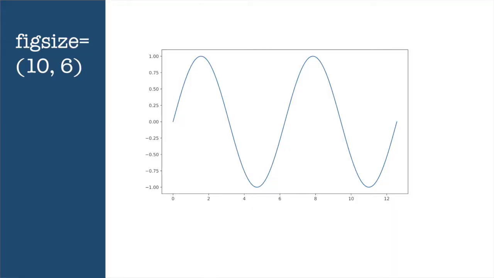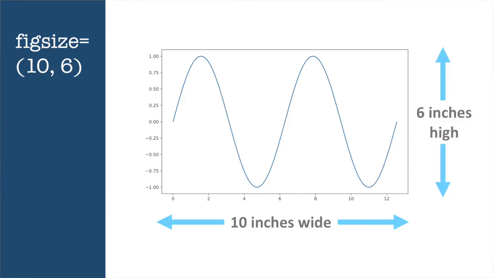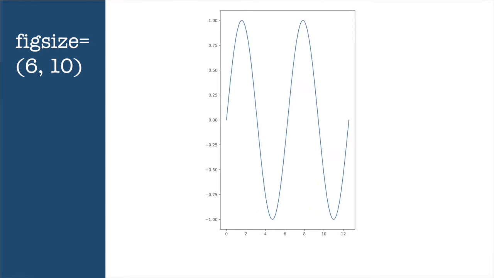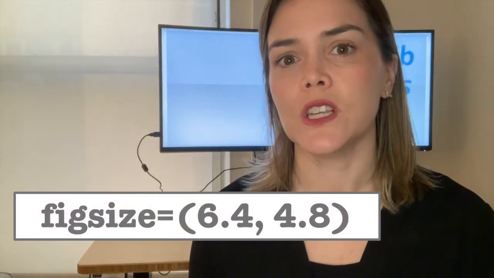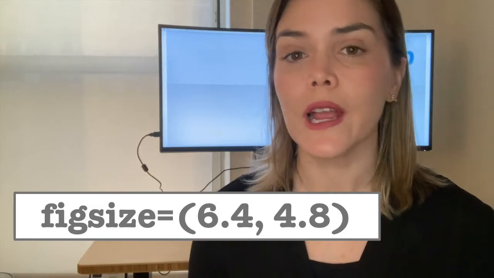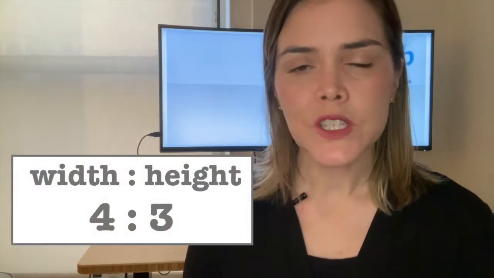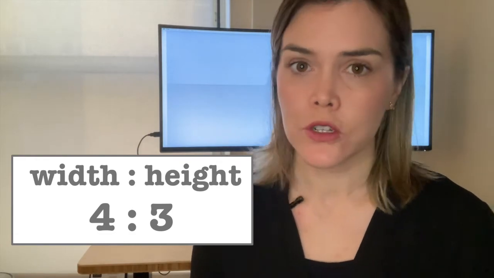For example, if we had supplied 10, 6, that would be a figure that is 10 inches wide and 6 inches high. If we reverse those two numbers, now we'll see just the opposite. So by default, matplotlib is going to use a width of 6.4 and a height of 4.8. This works out to be a ratio of 4:3.